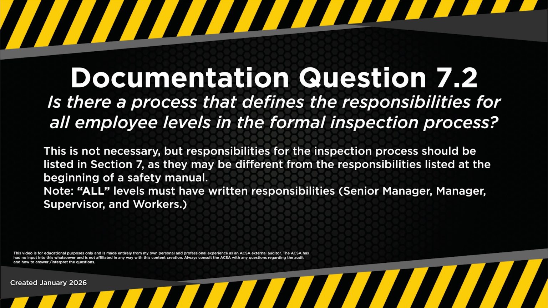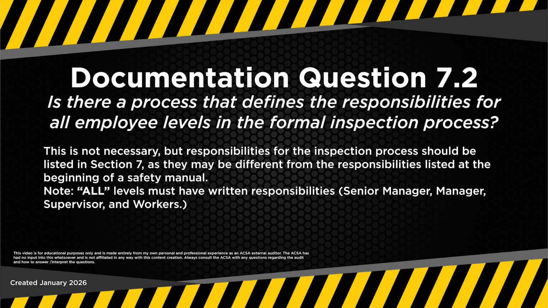I've noticed in the past, from doing audits, that a lot of companies do not list what the responsibilities are for the senior manager. So it's not necessary, but responsibilities for the inspection process should be listed in Section 7 because they may be different from the responsibilities listed at the beginning of the safety manual. They're not always the same. And note that all levels have to have written responsibilities. So if you have 4 levels in your company, you've got to have responsibilities written for all 4 levels.